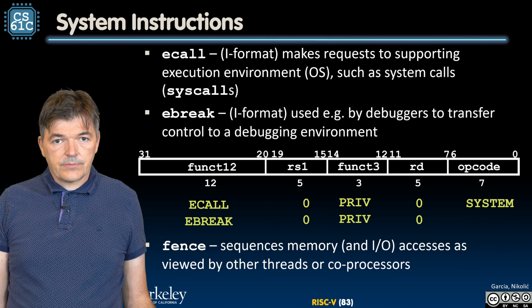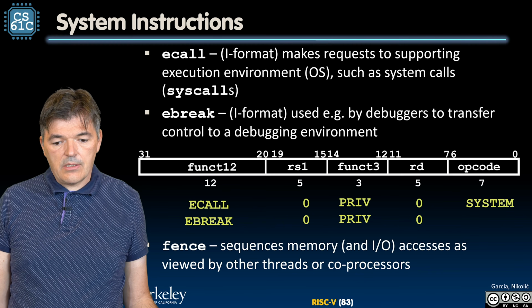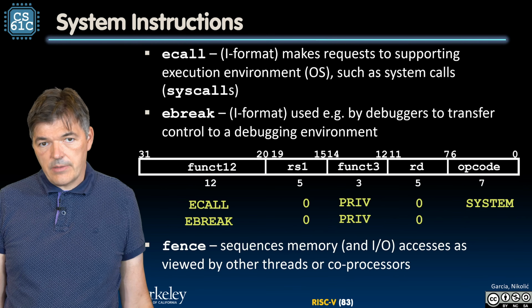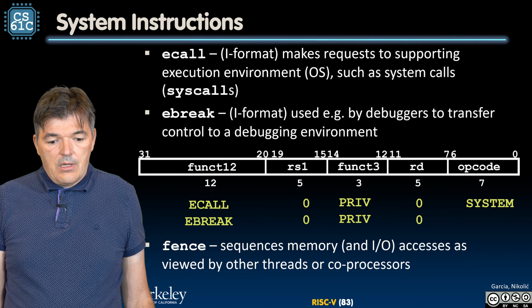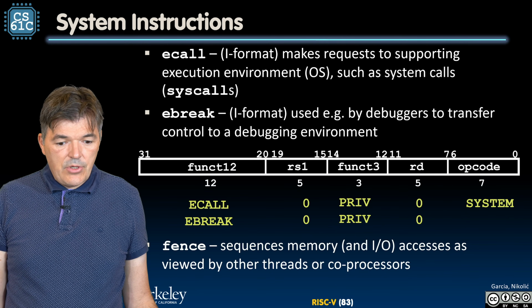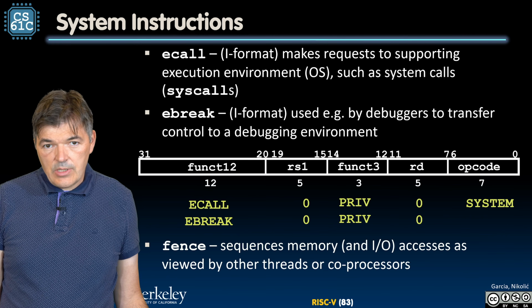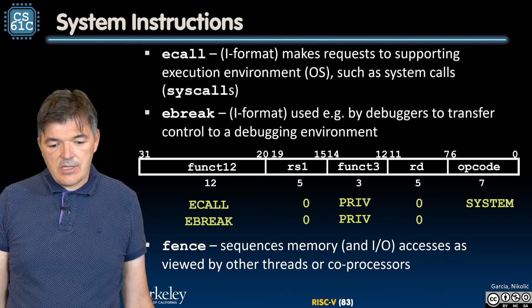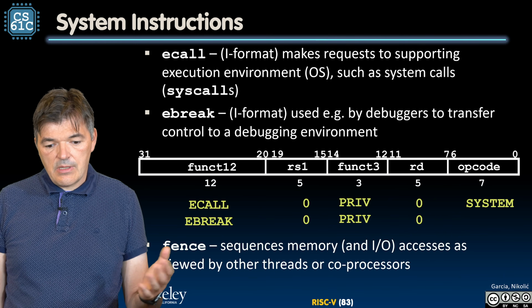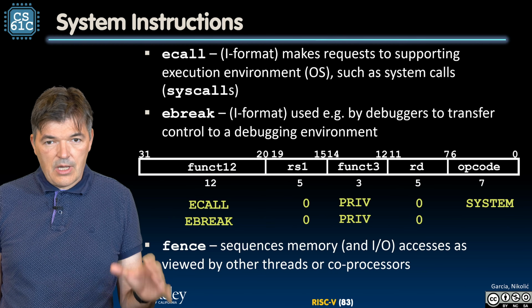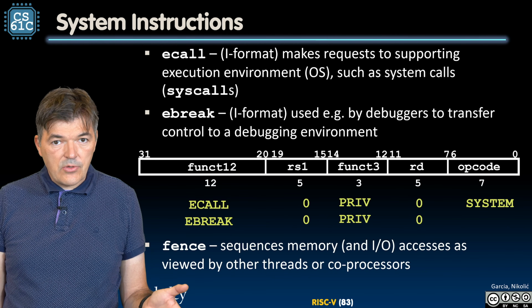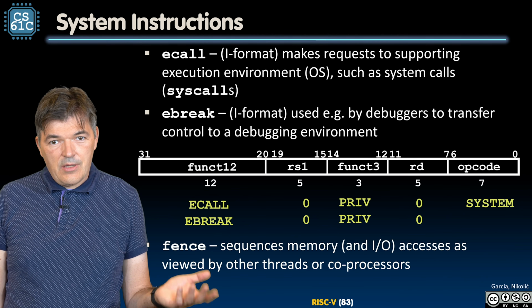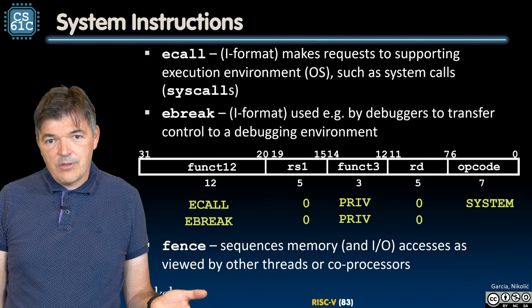And then EBREAK is used to transfer control to the debugger. That's what we have of those. One more instruction that we sometimes may encounter is the fence, much more rarely in this class. This is the one that separates the memory and I/O accesses as viewed by other threads and processes. And that is it. We'll continue building the control after a break.